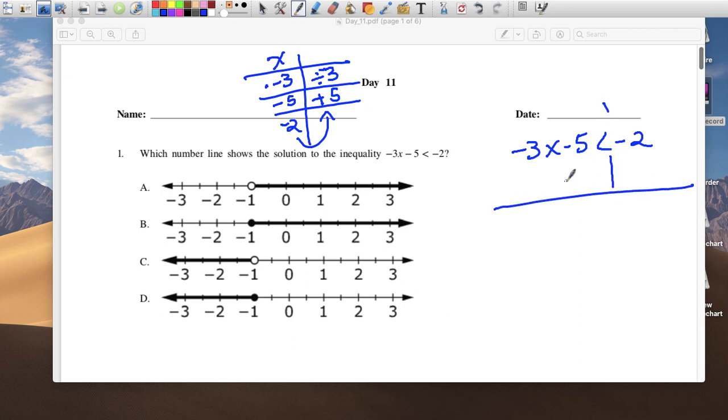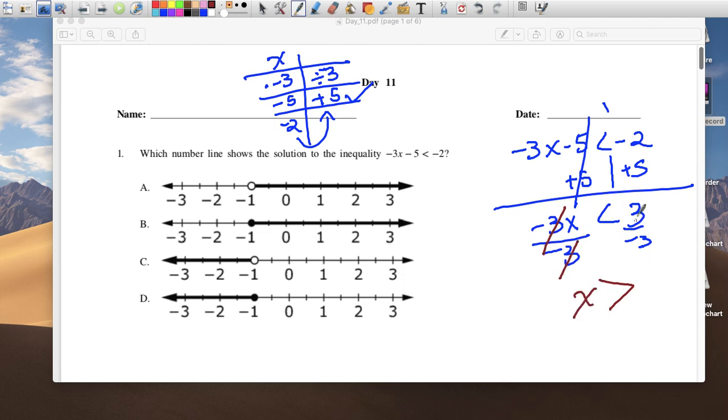So it's plus 5 first. Plus 5, negative 3x, the 5s cross out, less than positive 3. Now divide by negative 3 on this side too. If I divide by a negative in an inequality, remember that we switch the sign the other way. The negative 3s become 1, or x times 1 is just x, and 3 divided by negative 3 is negative 1. So we're looking for something that represents this.